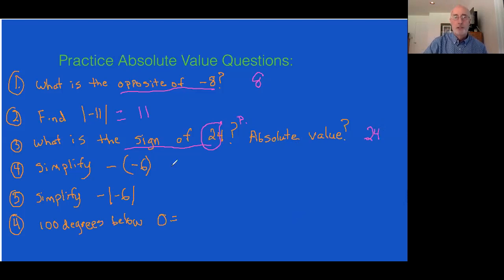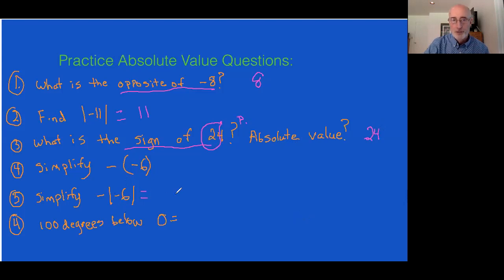Simplify. Now it gets a little bit confusing here. Let's do this number 5 first. Simplify the negative absolute value of 6. Do you recall a couple minutes ago I mentioned that in almost every case when you're dealing with absolute value, it'll always be expressed as a positive number. Here is the exception.